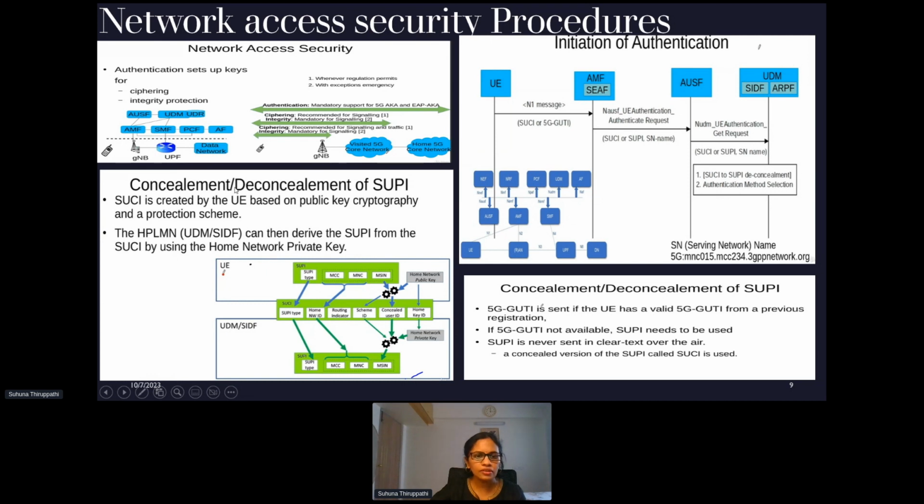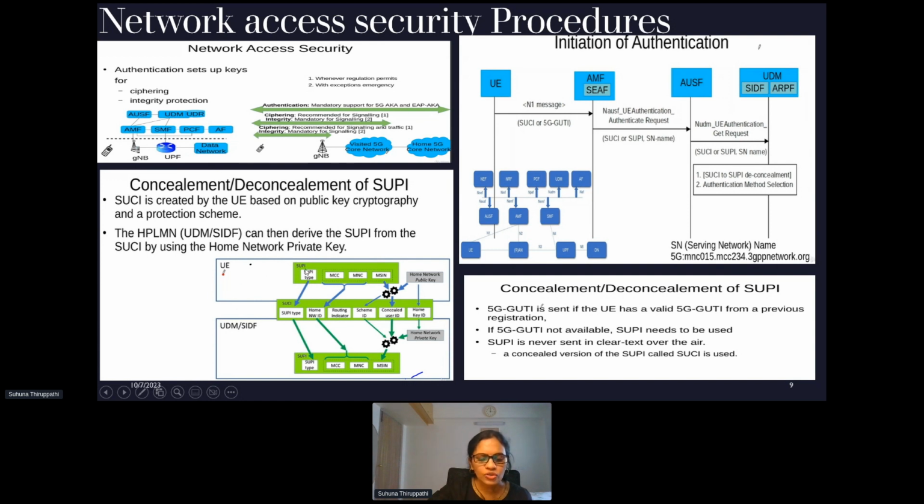Now, the SIM consists of the SUPI, which is converted into a SUCI using concealment and deconcealment procedures. The SUCI is created by the UE, and the SUPI is obtained back from the SUCI in the network using the SIDF. That's where the SIDF functionality specifically comes in.